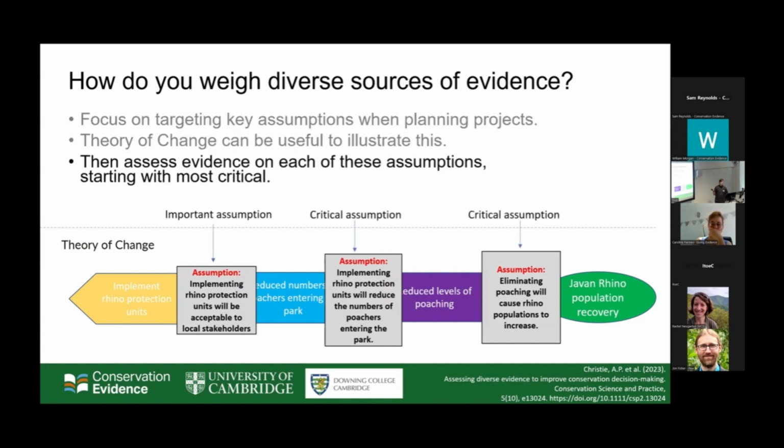And to triage this, because we don't have much time to look at the evidence, although we'd like that to increase, we should also try and optimize this. So trying to look at how critical each of these assumptions is, which is the really key one that you should be looking at first and targeting your evidence assessment at.